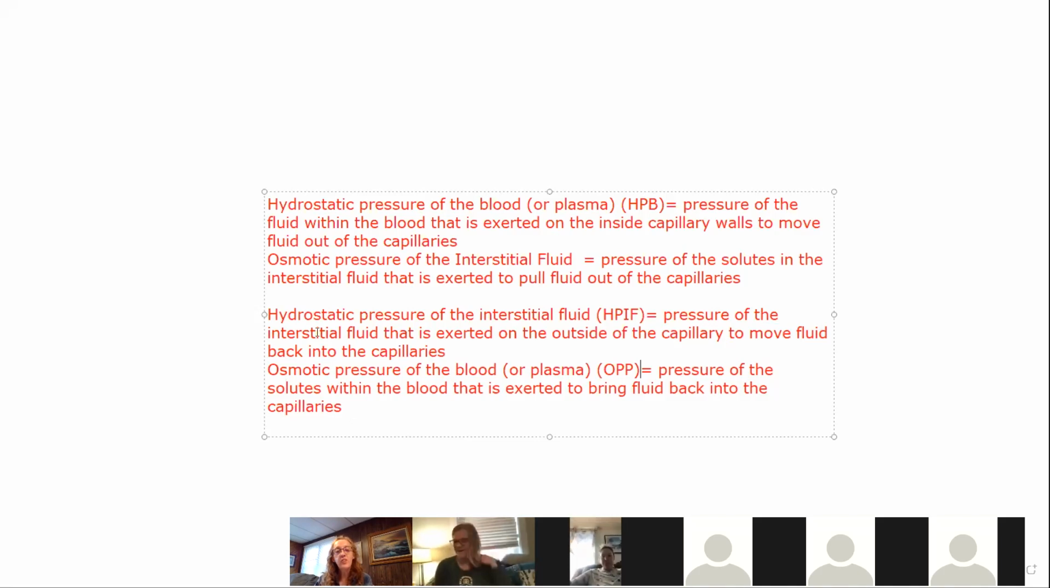So the net filtration pressure is the sum of these all together, the negatives and the positives. If it comes out to be positive, the fluid's going to move out. If the sum ends up being negative, the fluid is going to move back in.